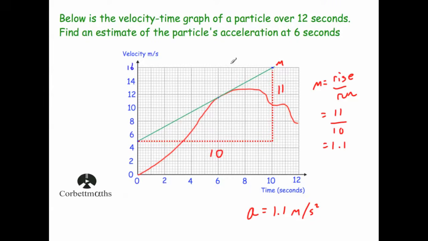That's it. So it says find an estimate of the particle's acceleration at time equal to 6. So to recap, we've drawn a tangent at 6, we've got our gradient of it by doing rise over run. That's given us our value for the acceleration of 1.1 because it went from 5 to 16. That's a rise of 11 divided by run, which was 10. And then we've got our acceleration 1.1, and we just put the units on, meters per second squared.